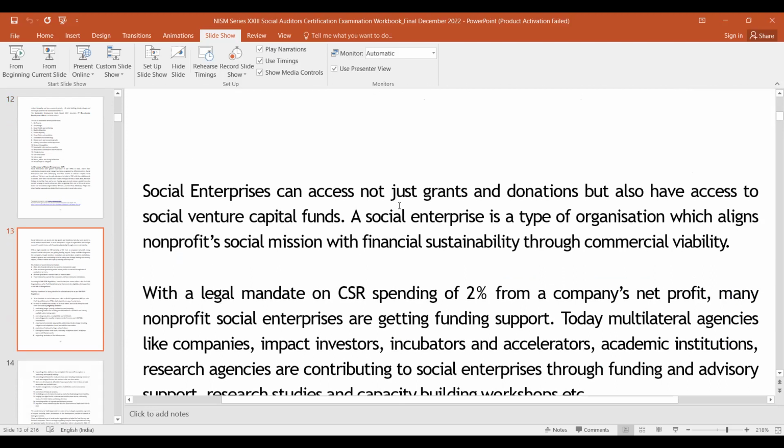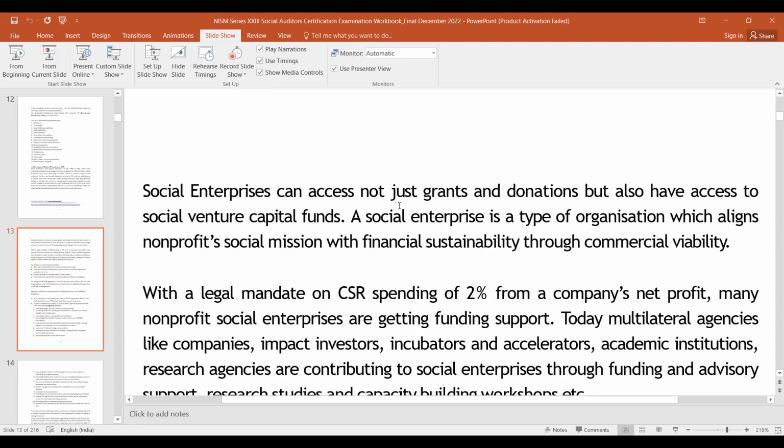Okay. So social enterprises can access not just grants and donations, but also social venture capital funds. They are receiving grants, maybe from government agencies also, but they also have access to social venture capital funds. A social enterprise is a type of organization which aligns non-profit social mission with financial sustainability through commercial viability. Because actually, an organization may be a non-profit organization, but then it has to see the commercial viability also.